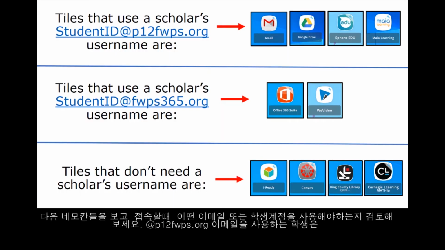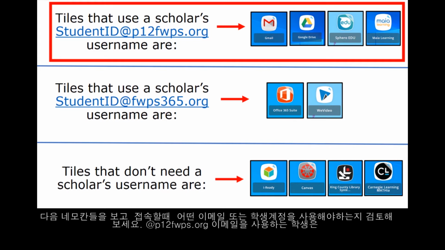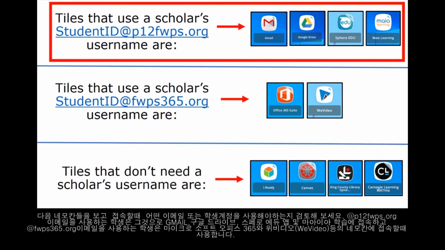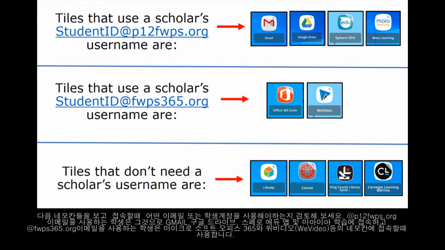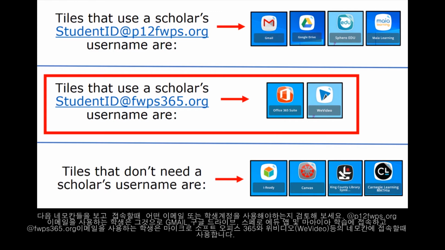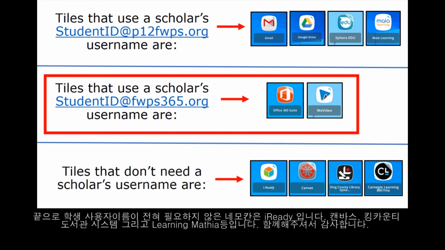Take a look at the following tiles and what emails or scholar accounts would be used to sign into each of them. For a scholar's at p12fwps.org email, that would be used to sign into things like Gmail, Google Drive, Sphero EDU app, and Maya Learning. Scholars would use their at fwps365.org email to sign into tiles such as Microsoft Office 365 and WeVideo.